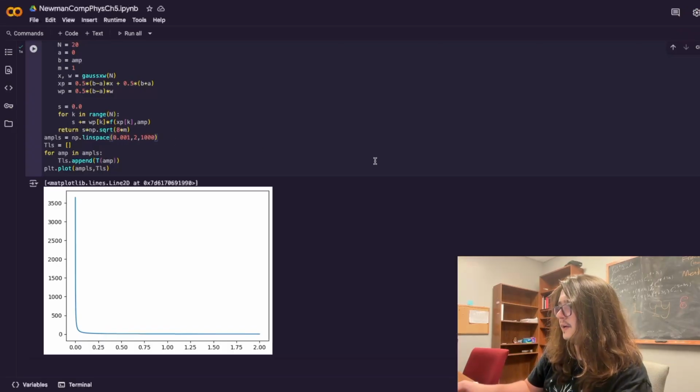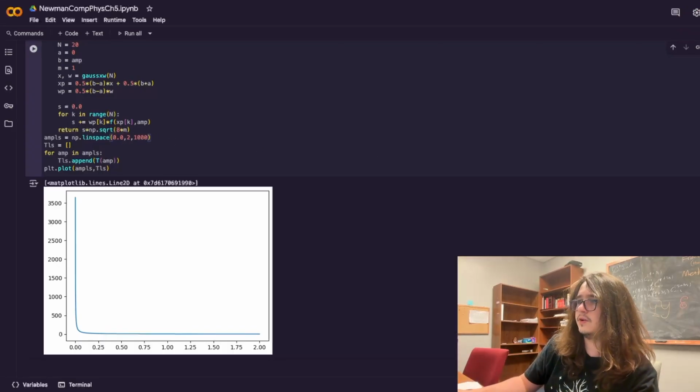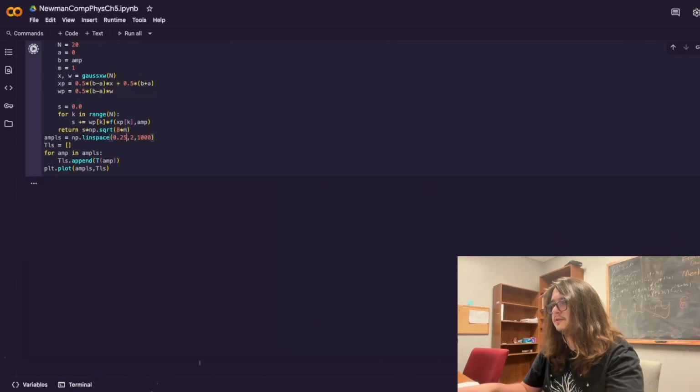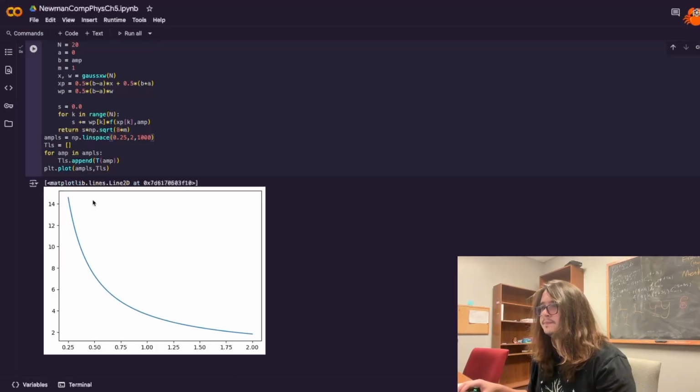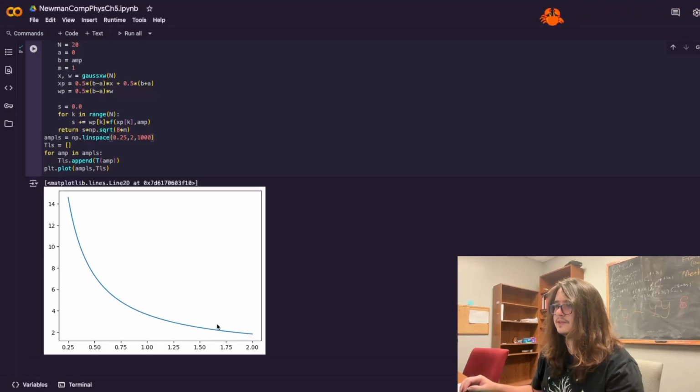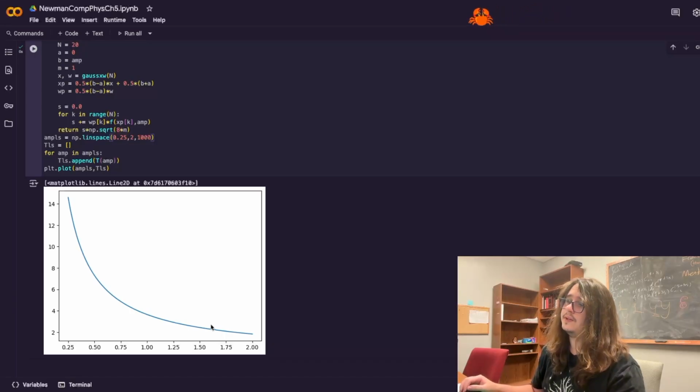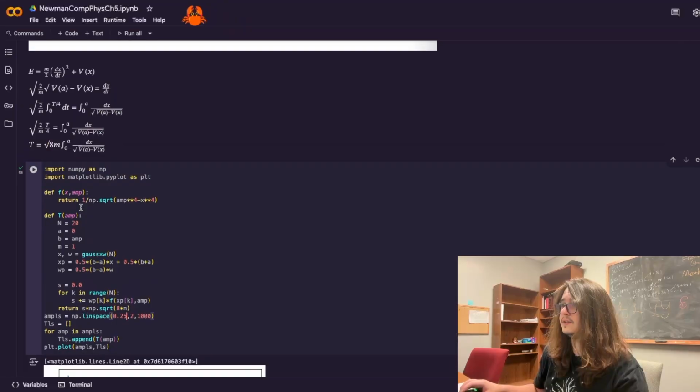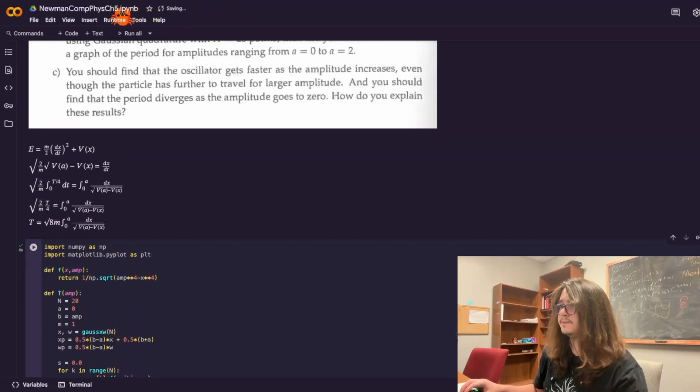So I wonder what will happen if I jump this forward to 0.25 instead of 0 and see the sort of behavior I see then. Okay, yeah, that's a lot clearer. The period tends to get smaller as you increase the amplitude. But then if you decrease the amplitude, it gets quite a bit larger, which is funny. All right.